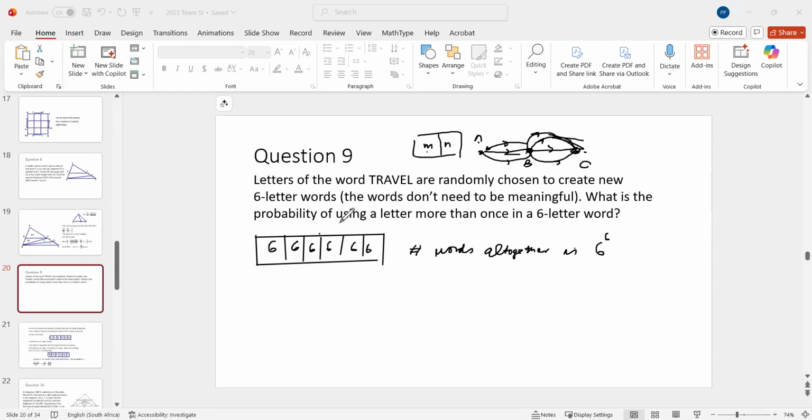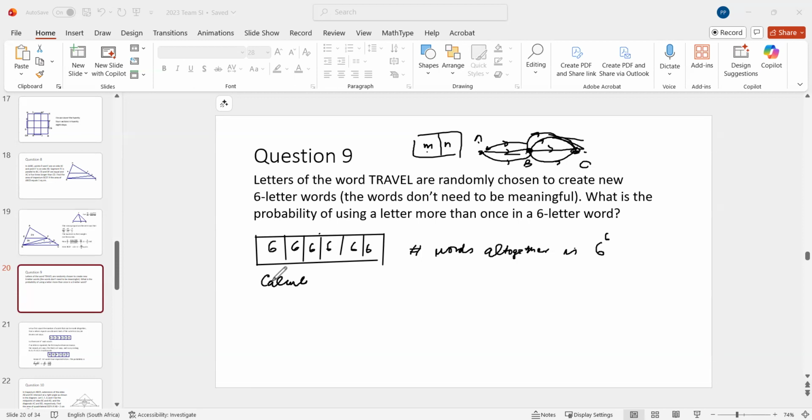Now, what is the probability of using a letter more than once in a 6-letter word? So in other words, we are saying that you can use the same letter 2 times, or 3 times, or 4 times, or whatever. Right? So the way to do that is to say, suppose I'm not going to repeat any letters.